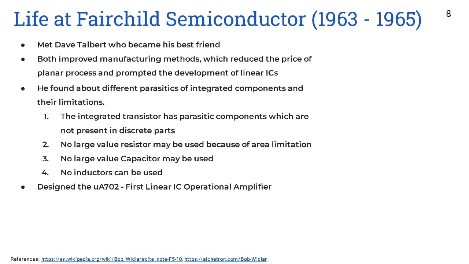No large value resistor should be used because of its area limitation, as large value resistors have large areas. No large value capacitor should be used because of the same area limitation, and no inductor should be used. These are some of the rules he found about designing analog integrated circuits while working at Fairchild Semiconductor, and these are still widely used in the industry today. While working here in 1963, he designed the μA702, the first linear IC operational amplifier.